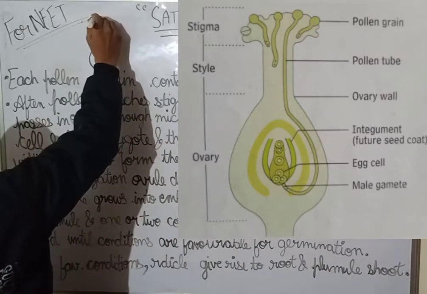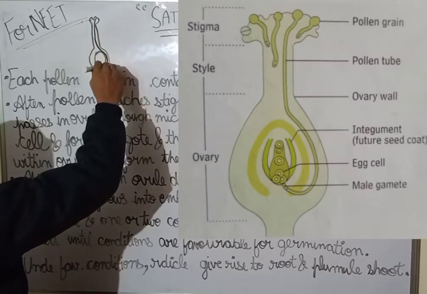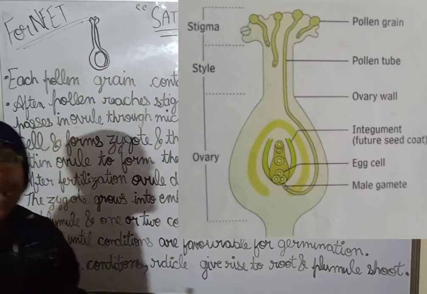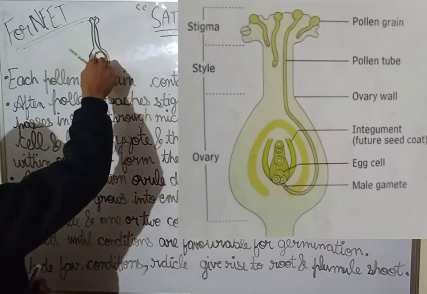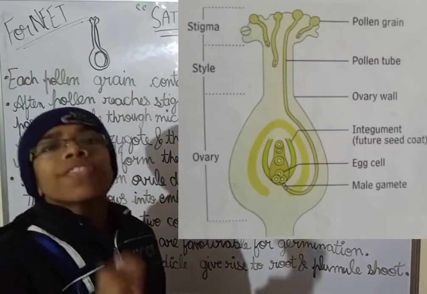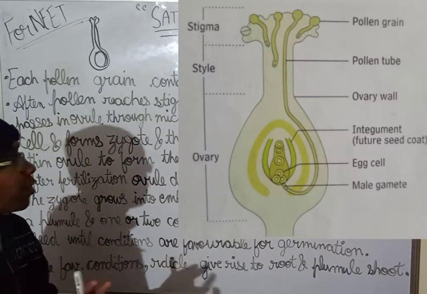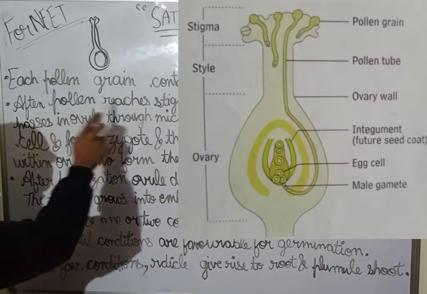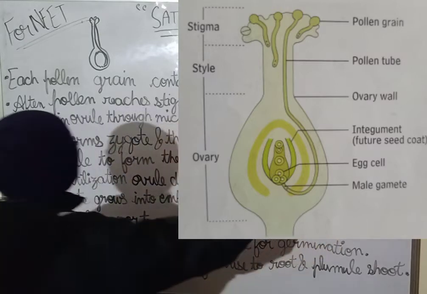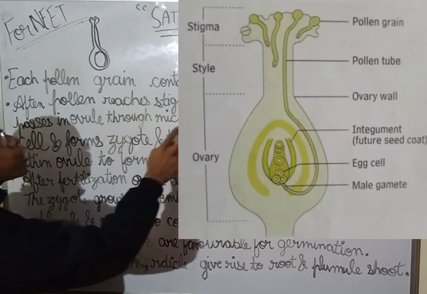This is a pollen grain, and the pollen tube is coming, and it will wait like this, and the male gametes which are inside the pollen tube will enter the ovule, and one of the male gametes, now see, this thing you have to listen very carefully, guys. This is very important. See, after pollen grains reach the stigma, the vegetative bud forms the pollen tube and the gamete passes into the ovule through the micropyle.